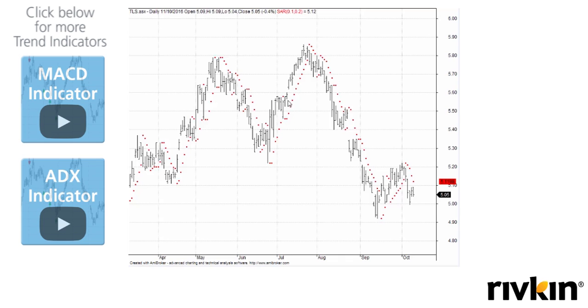For example, in this uptrend from June to July, we didn't get this stop and reverse signal here, nor at the beginning of this downtrend in late July did we get this stop and reverse signal here when the price closed above our Parabolic SAR.